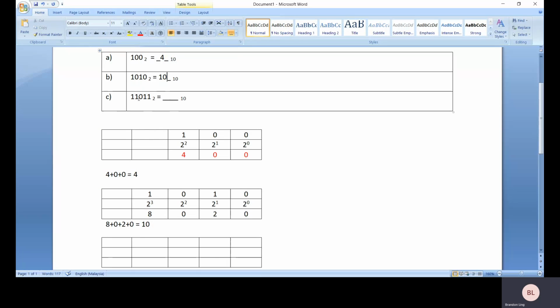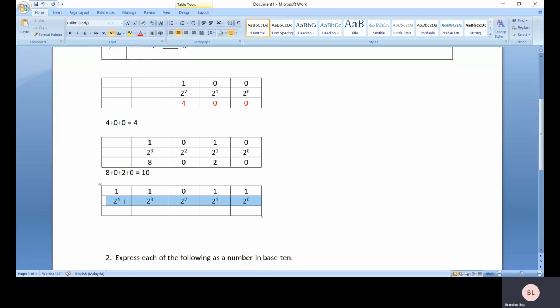Okay, next, we increase another digit here, 11011. So the same thing, you need to list down the powers. Okay. So the further up to your left side here, you need to increase the power by 1. So 2 to the power of 0, 2 to the power of 1, 2 to the power of 2, 2 to the power of 3, 2 to the power of 4.